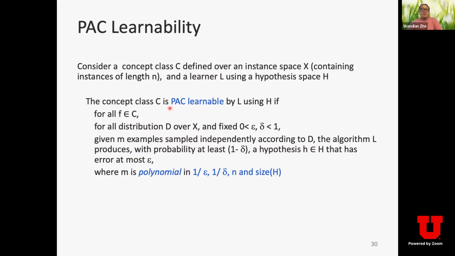In other words, that means the concept class C can be efficiently learned by your learning algorithm L using hypothesis space H. Okay, we're going to dive into a more detailed discussion on Thursday. Yeah, let's stop here today.